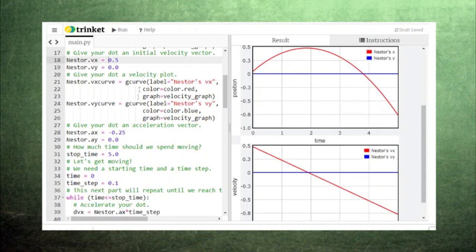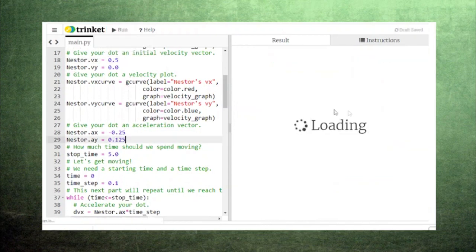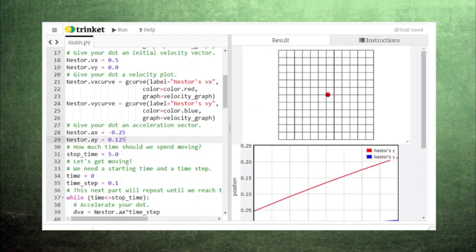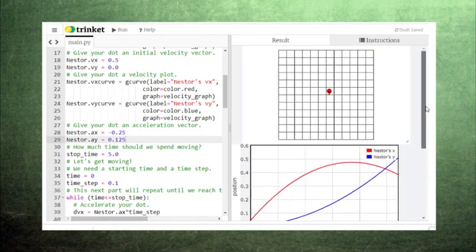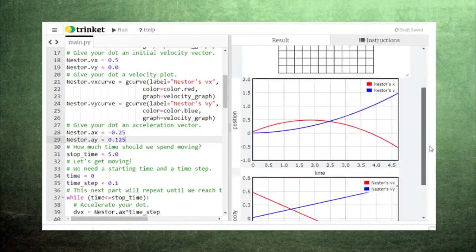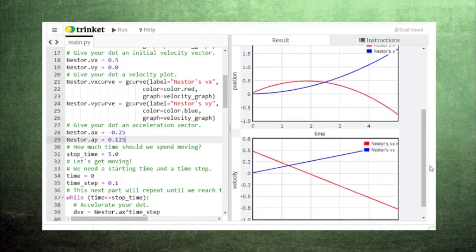If we now give Nestor's acceleration a y component, we can see both his x components and his y components following the same behaviors that we observed when we were looking at one-dimensional motion. This is an important trend to keep in mind in physics. Moving in multiple dimensions works exactly the same as moving in one dimension.